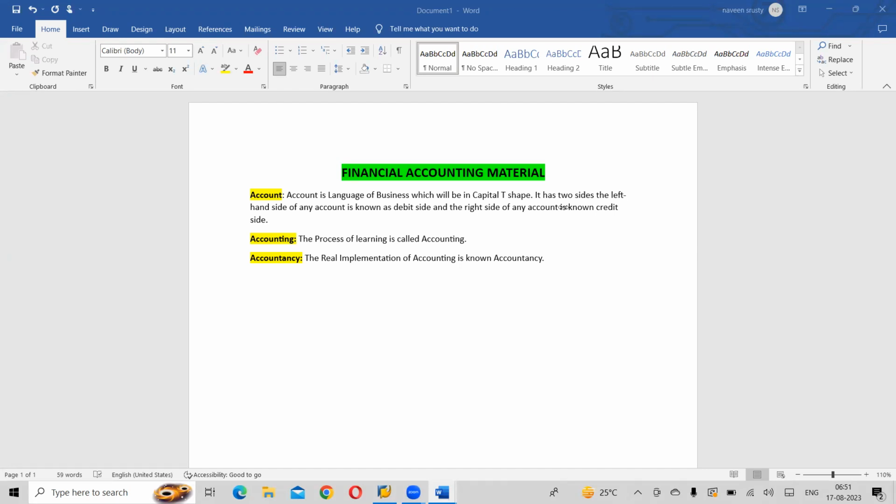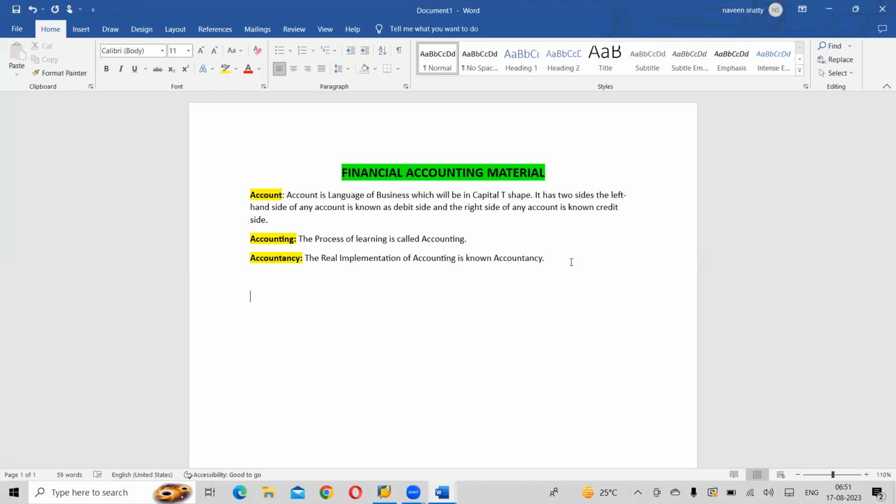Before we proceed, as I said, every account will have a debit and a credit. Any account has 2 sides, the left-hand side and the right-hand side. The left-hand side of any account is known as debit, and the right-hand side is known as credit.